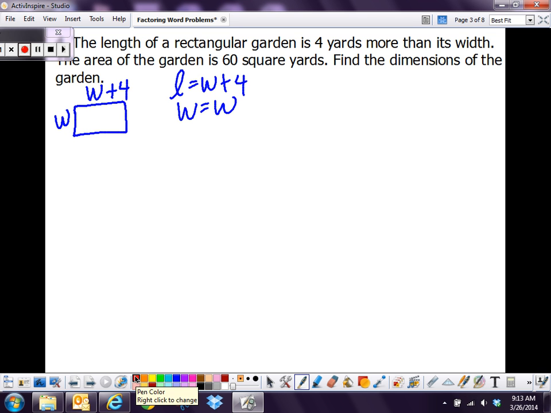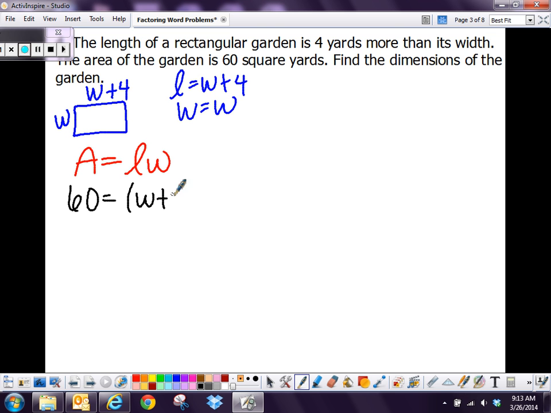And we are talking about area again. So we're going to have area equals length times width. And I'm going to plug in everything that I know to this. So it tells me my area is 60. My length is W plus 4. My width is W. And I'm going to simplify this.